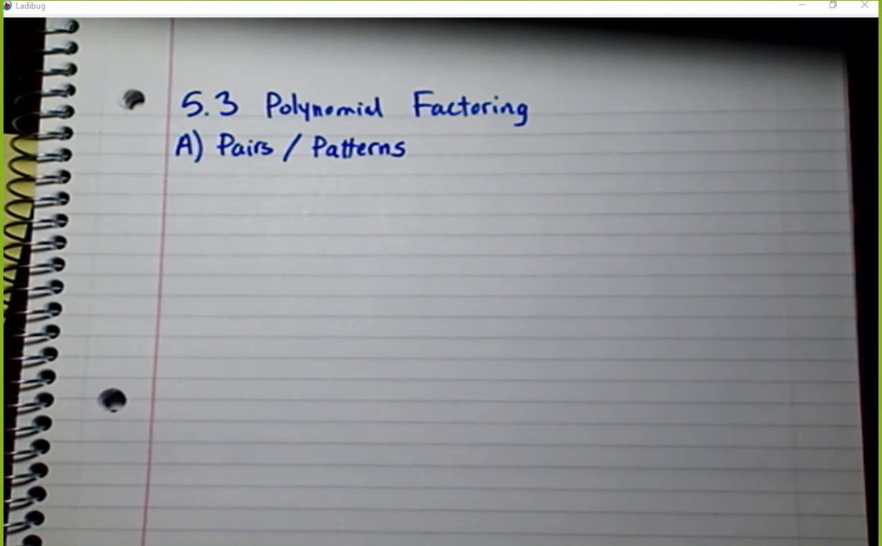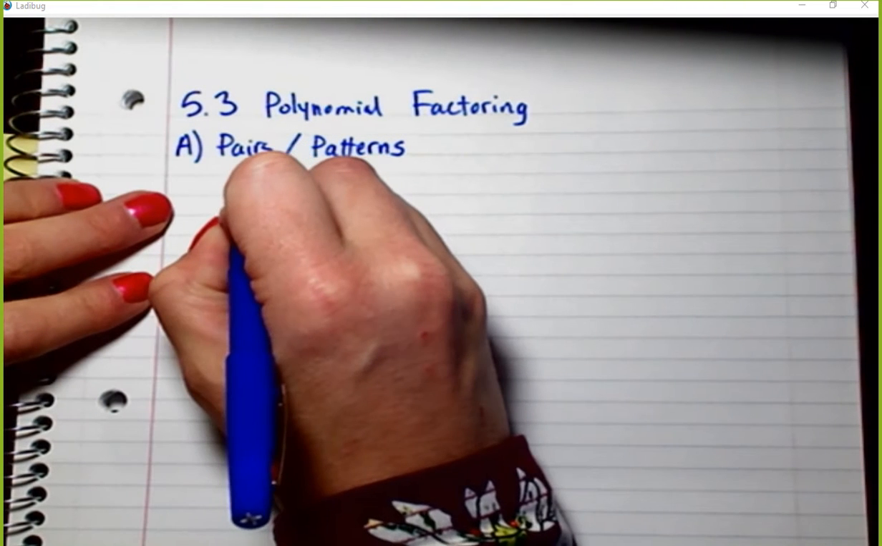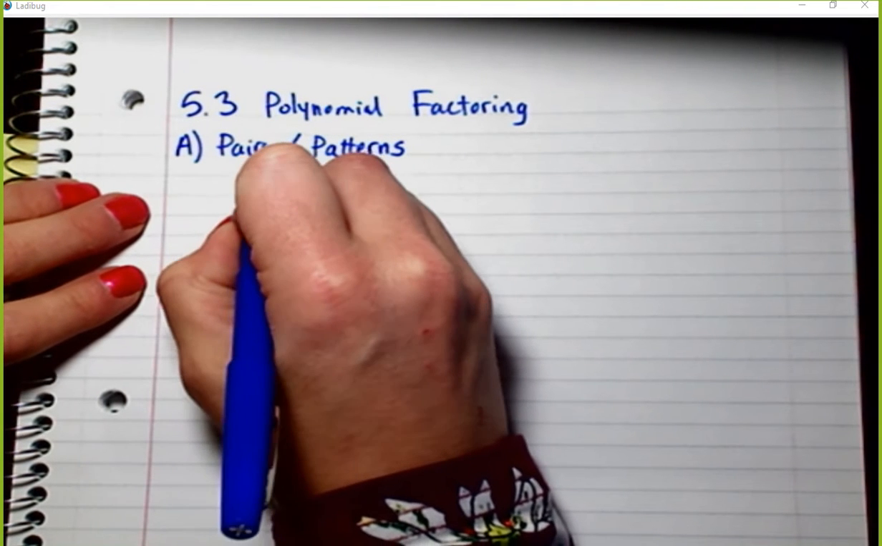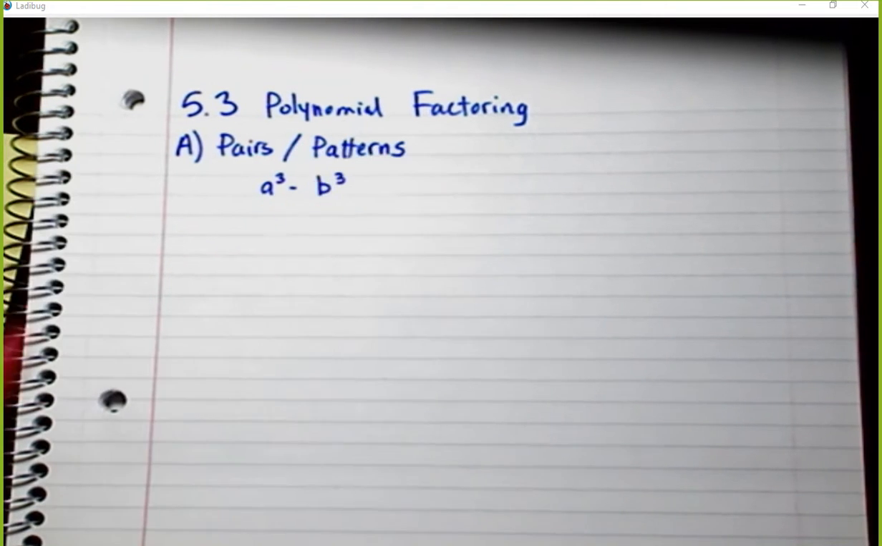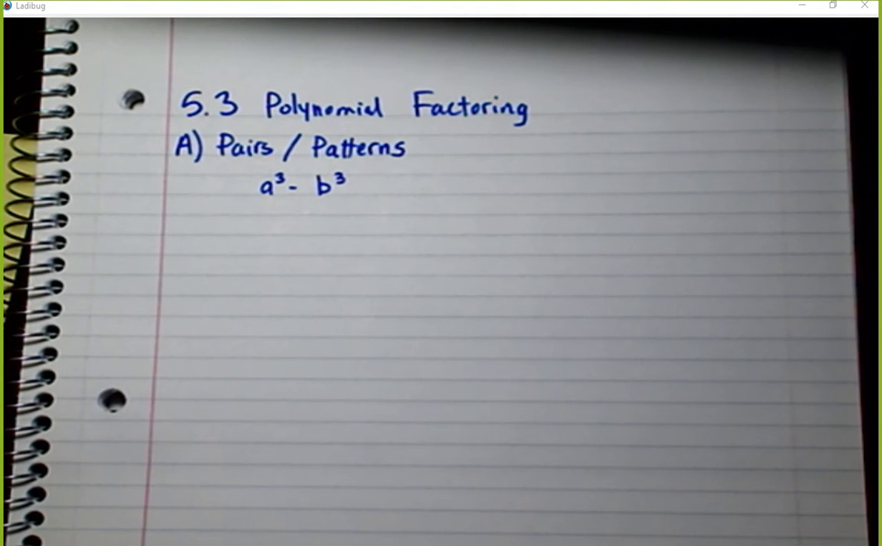okay? And we're going to up the degree, right? It's polynomial, so we're going higher than degree 2. So we're going to start with a difference of cubes. So that's a cubed minus b cubed. Okay, and we're going to look at how it factors. Now, it's a formula, okay?